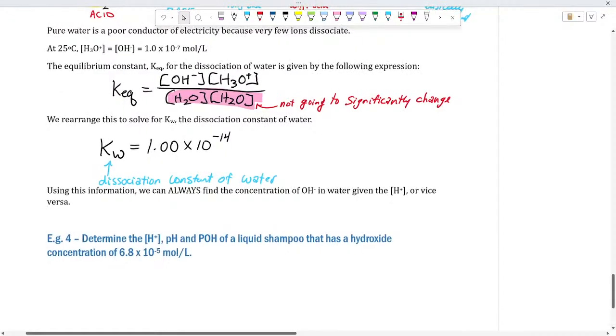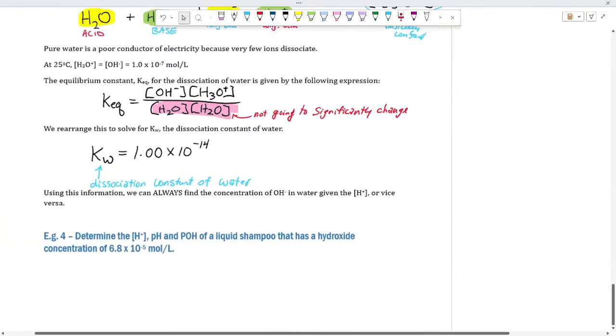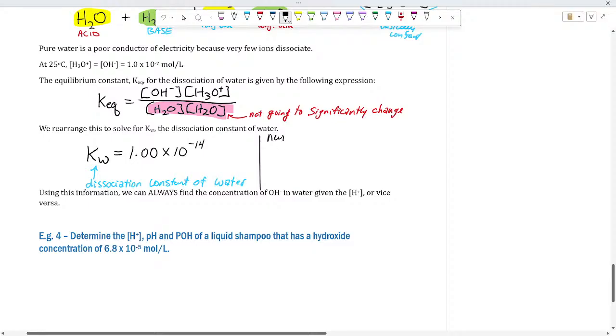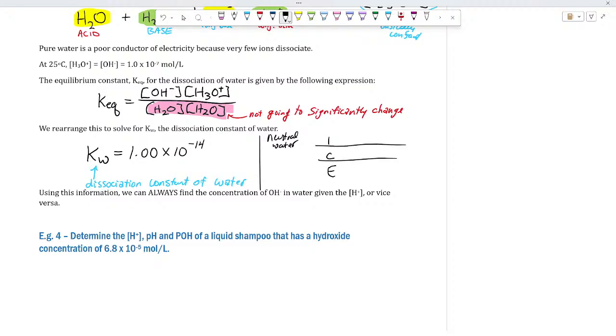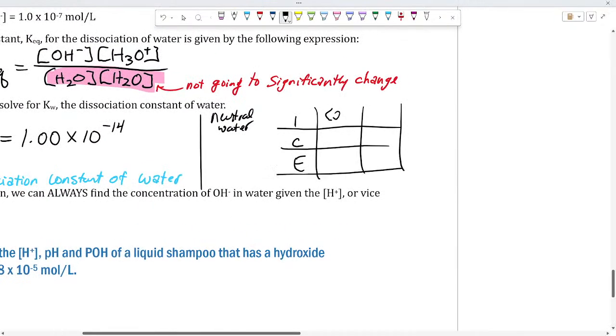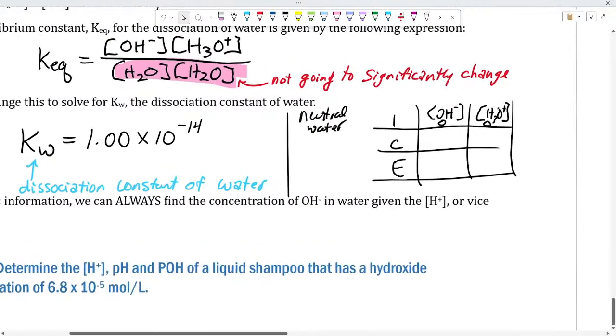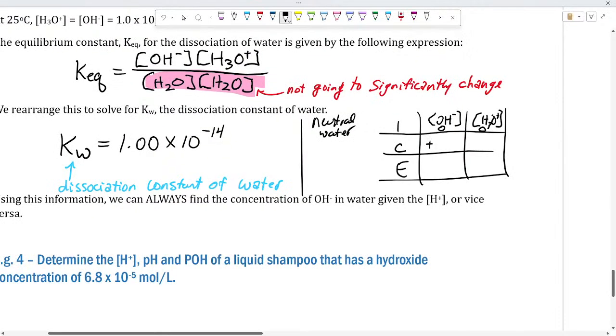Yeah. So if you look here, neutral water, really quickly. Neutral water. If we make an ICE table for it, this is going to be a really boring ICE table because it's just going to be the concentration of OH minus and the concentration of H3O plus, right? Initially, those are both 0, right? Because before the water acts as an acid and base, there isn't any. Are these getting made or used up? Made, so they're both plus.